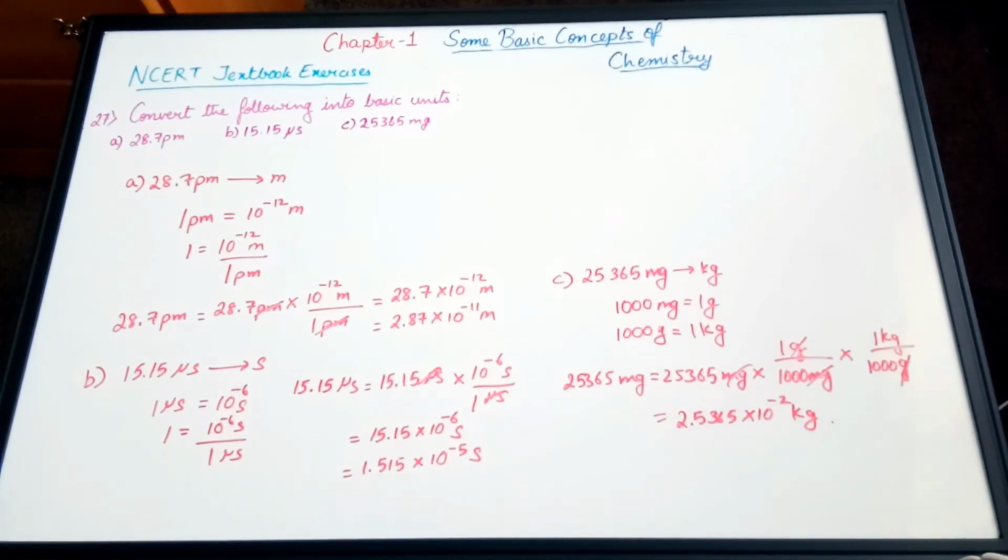So we just use the unit conversion method, and since we are talking about basic units, that is nothing but the 7 basic SI units. For length it's meters, for time it's second, and for mass it is kilogram.